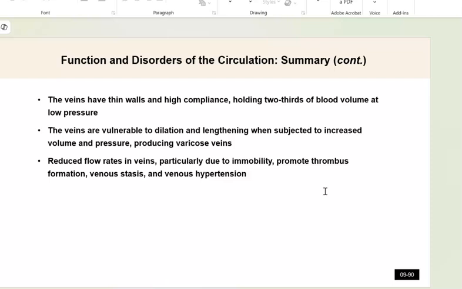The veins have thin walls but high compliance. They can hold 2/3 of our blood volume at a very low pressure. The veins are vulnerable to dilation and lengthening when subjected to increased volume and pressure. Reduced flow rates in the veins, particularly due to immobility, will promote thrombus formation, venous stasis, and venous hypertension.